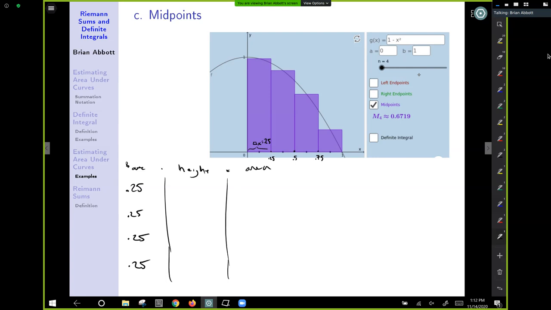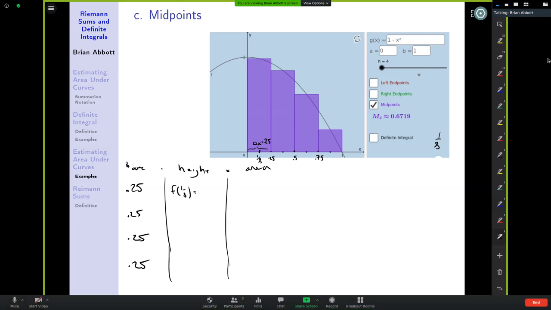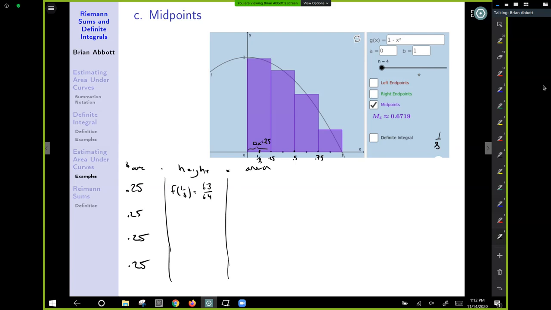1, 2, 3, 4, 5, 6, 7, 8. It's going to move by steps of 1/8. And so this first input is actually 1/8. The rest of them I'm going to leave out because I've done the calculations. F of 1/8 is going to give us 63/64. And then the next rectangle, so this was this first rectangle here.